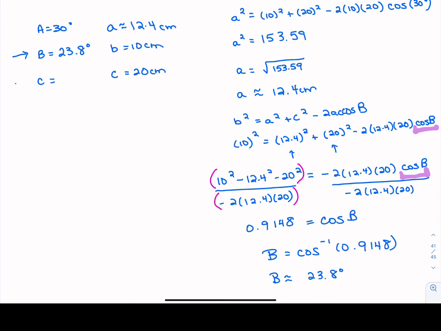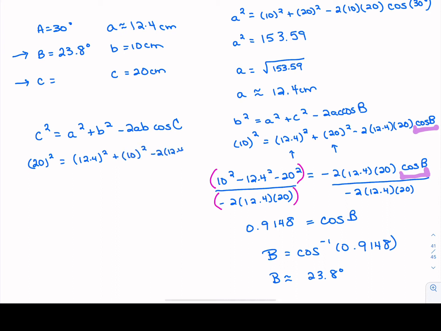So if I wanted to find angle C now, then I need to use the version of the cosine law with angle C in it. And that one starts with C squared. So C squared will equal A squared plus B squared minus 2AB multiplied by the cosine of angle C. So C squared means we'll have 20 squared on that left side. That's going to equal A, or 12.4 all squared, plus my B value of 10 all squared, minus 2 times 12.4 times 10, multiplied by the cosine, again, of angle C.